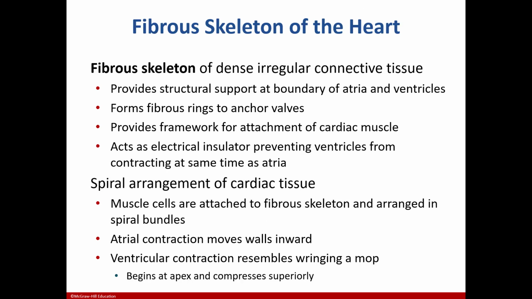The fibroskeleton of the heart, also known as the cardiac skeleton, is composed of dense, irregular connective tissue. The cardiac muscle cells are arranged in a spiral bundle around the heart chambers, and they're reinforced and attached to this fibroskeleton. The fibroskeleton provides structural support at the boundary between the atria and ventricles. It also forms a supportive ring that anchors the heart valves. Additionally, it provides a rigid framework that attaches the cardiac muscle.